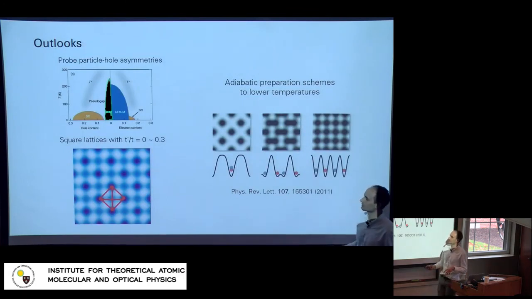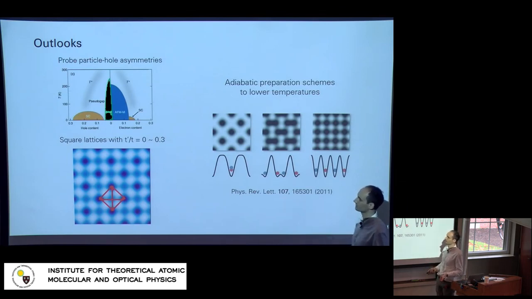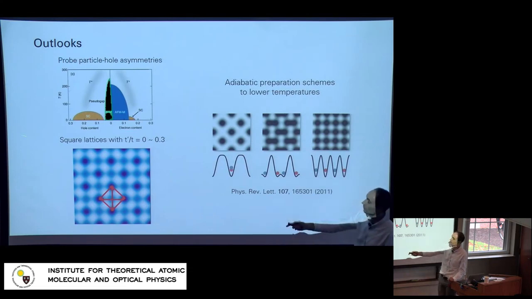Next steps would be, of course, to leverage the fact we have, in principle, a particle-hole asymmetric band structure to look at effects of doping. And we know that there are particle-hole asymmetries already in real materials. So it's very interesting. Something that's probably very relevant for many of the theorists here in the room is that we can actually also, using the superlattice, create square lattices with both diagonal tunnelings, which are actually non-negligible, about 30% of the tunneling.